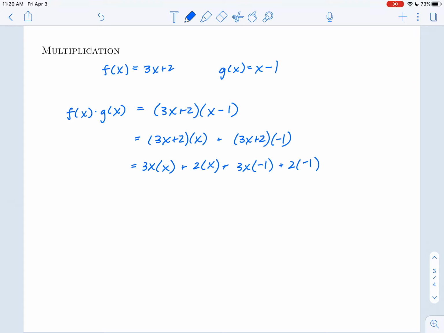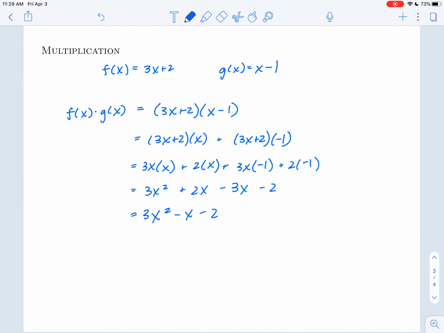Now we want to simplify each of these, right? Remember from that exponent section, 3 times x, that'll be a 3x squared. Then I'll have plus 2x, I'll have minus 3x, I'll have minus 2. Then that last step, we want to always combine all those like terms, right? I see two terms that have just that x, that 2x and negative 3x. So combining those, I'll end up with 3x squared minus x minus 2.